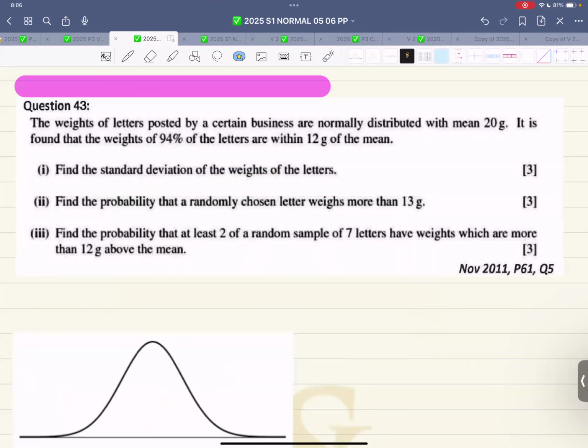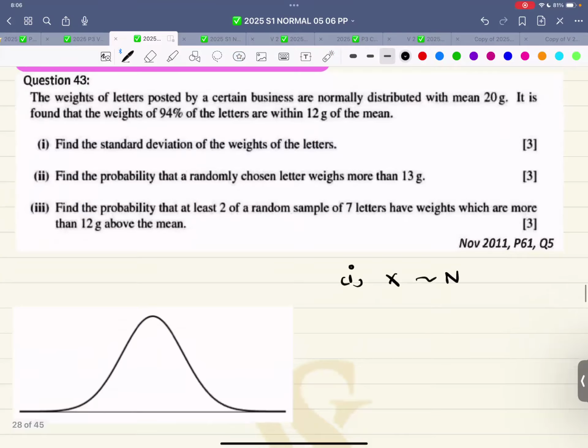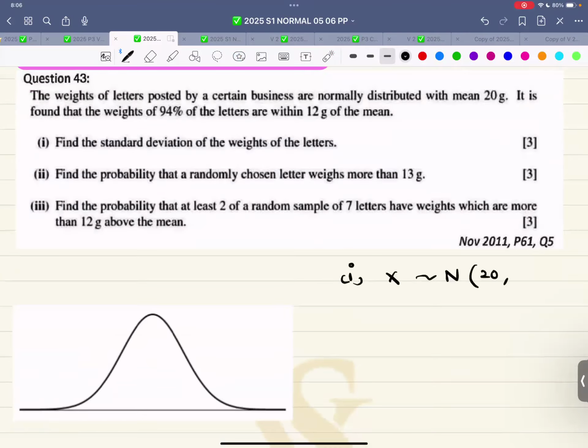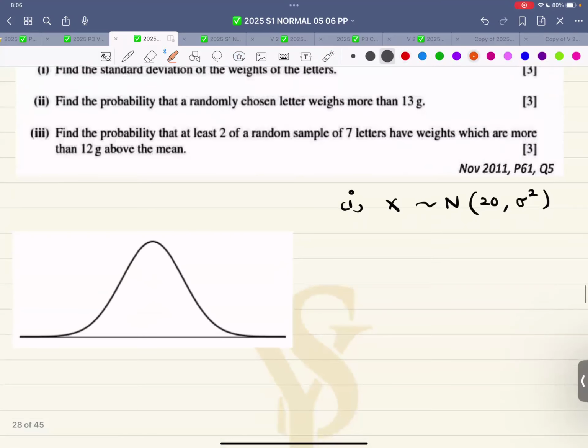Let's paste it over here. And I'm focusing on the first part. X follows a normal distribution. The mean is 20. Standard deviation is sigma. We write sigma squared inside the bracket. 94% are within 12 grams of the mean.